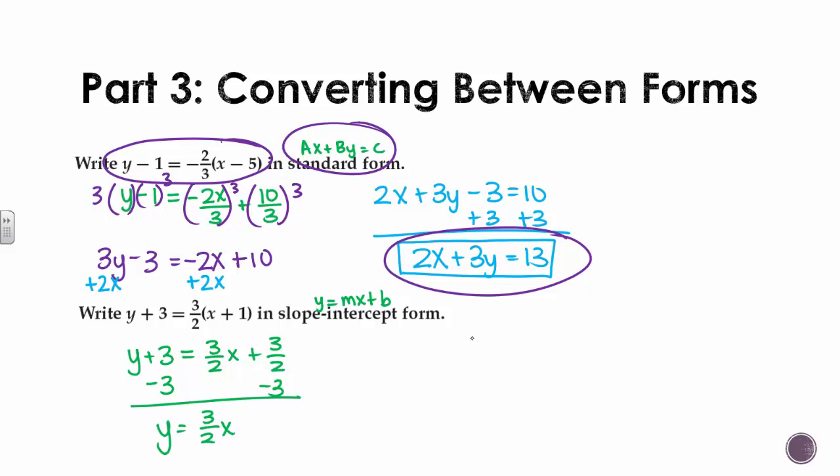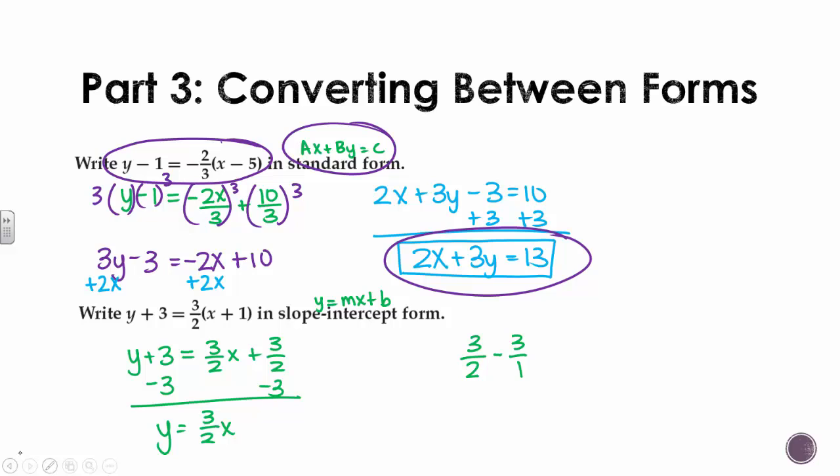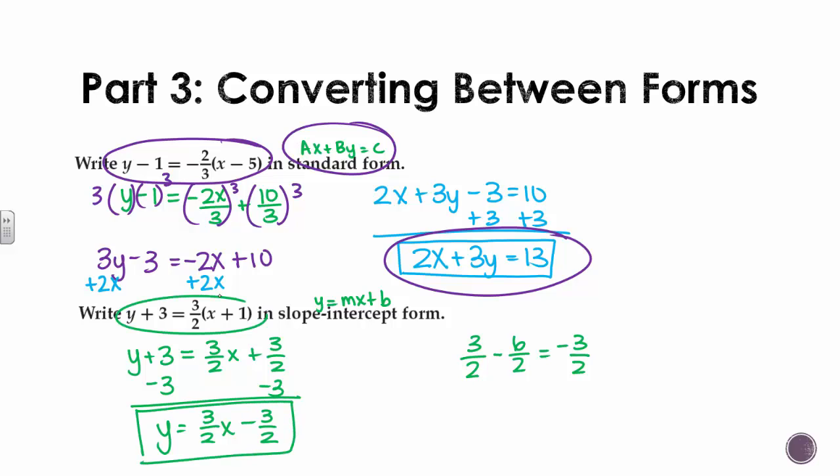So we spent an entire 2 weeks on fractions. Everyone should be able to do this. So remember, you have to have common denominators. So 3 over 1 is the same thing as 6 over 2. So this turns into negative 3 over 2. And this is the same line as this one, just in slope-intercept form.